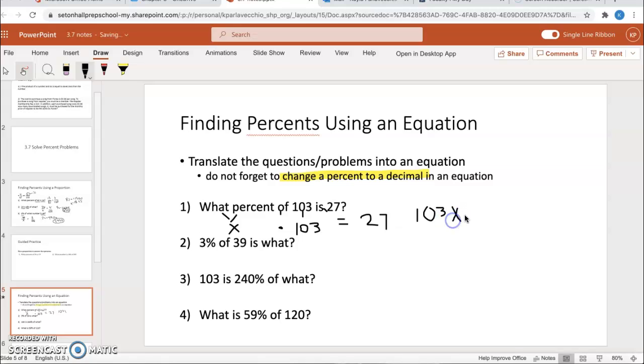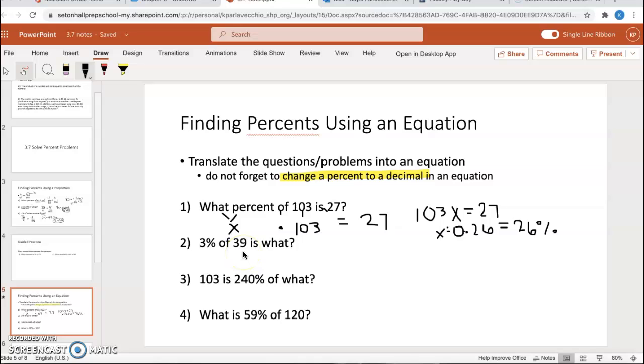So our equation really is, to write that a little bit neater, 103x equals 27. We go ahead and solve for the variable by dividing by 103 on both sides, and you're going to get a small decimal of about 0.26. Since I'm asking you for a percent, think back to our summer quiz. To change the decimal to a percent, we move the decimal point over once, twice, to get 26%.